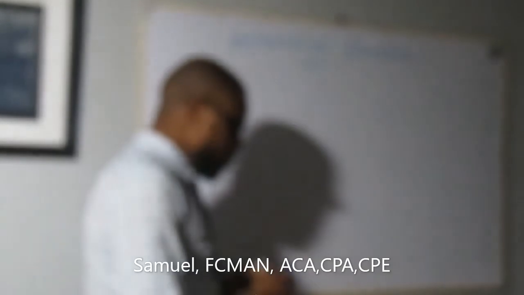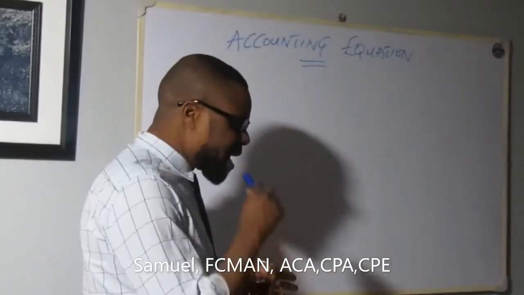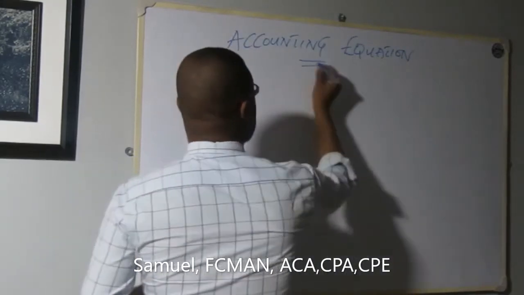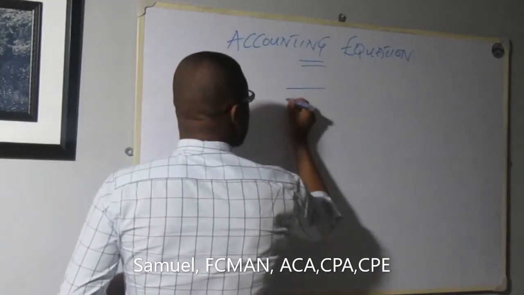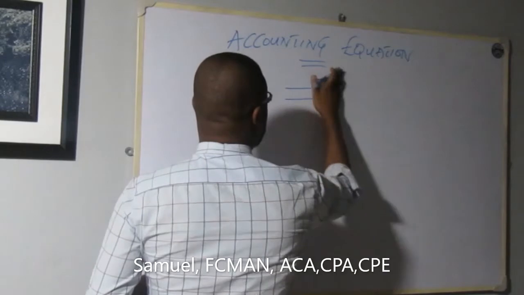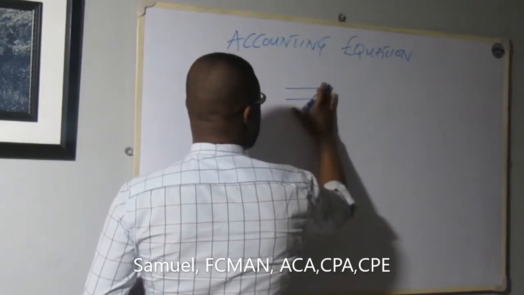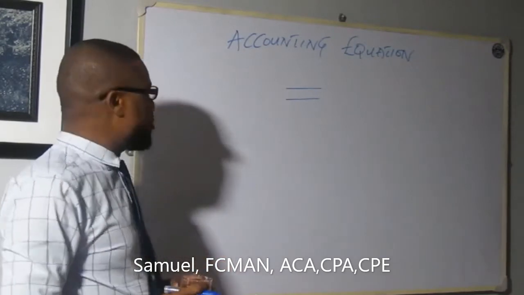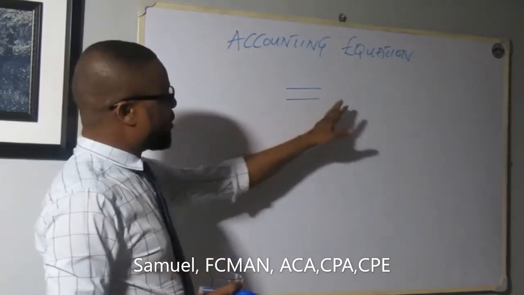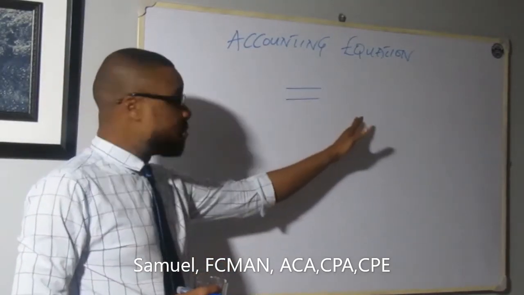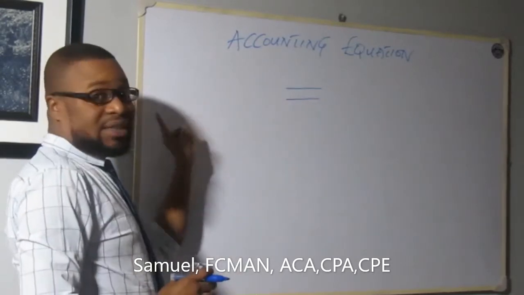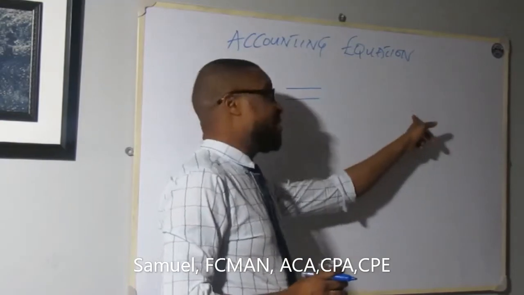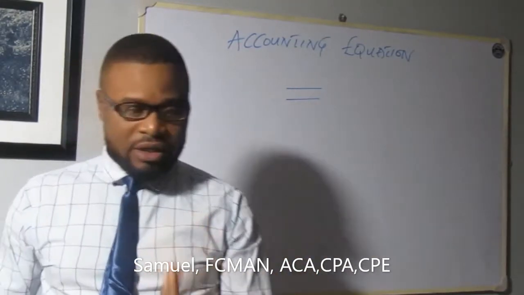Now, you will agree with me that an equation is something like this. This is the sign for equation. Which means that there are two sides in that equation, and whatever you have on this side must be equal to what you have on this side. That is the first meaning of equation.